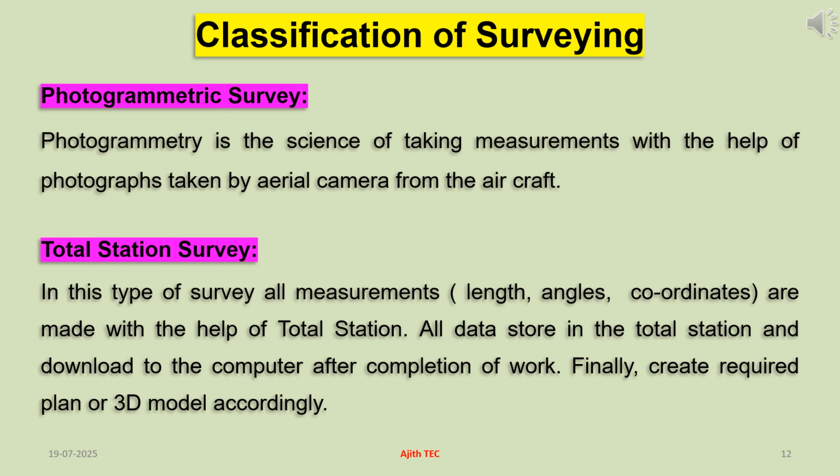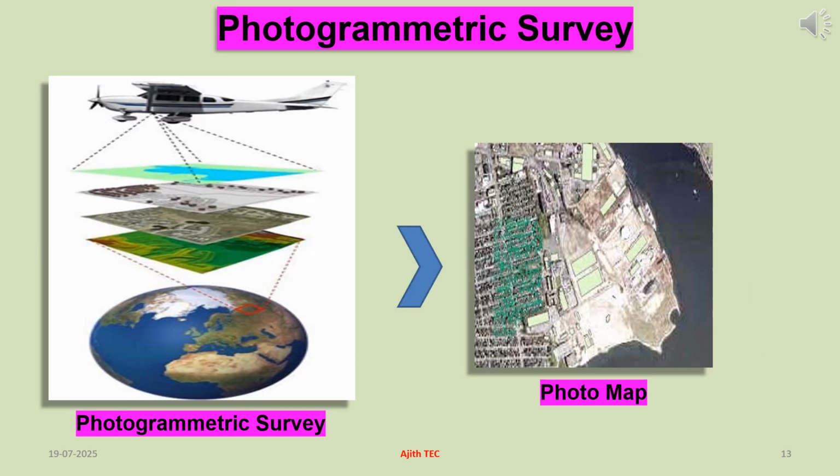A total station survey uses a surveying instrument that combines a theodolite and an electronic distance meter, EDM, to measure angles and distances with high accuracy. This data is then used in conjunction with a data collector or a computer to create detailed maps, plans, and 3D models. This slide shows how to perform photogrammetric surveying and create maps, models, and other 3D representations from imagery obtained from aerial or drone-based sources.